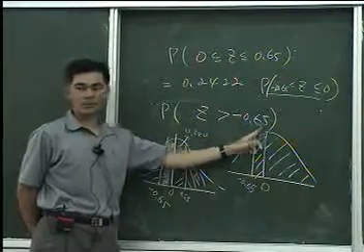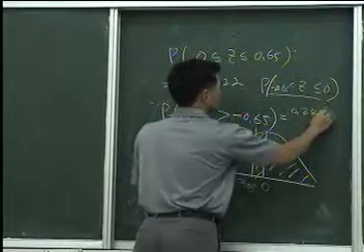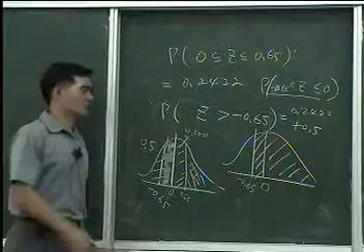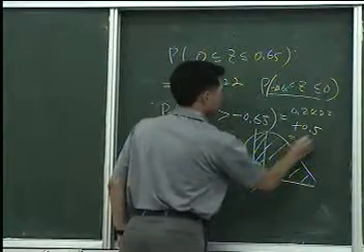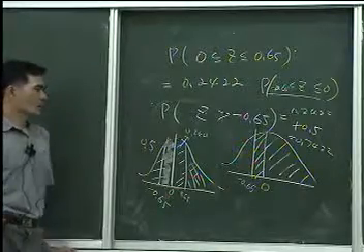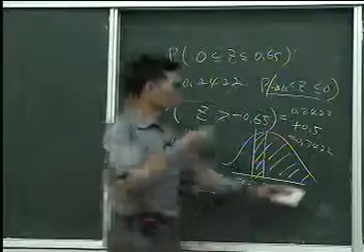So in this case, we want to know the area that is greater than negative 0.65. How much should it be? It should be equal to 0.2422 plus 0.5, right? So it should be equal to 0.7422. Okay? Any questions?